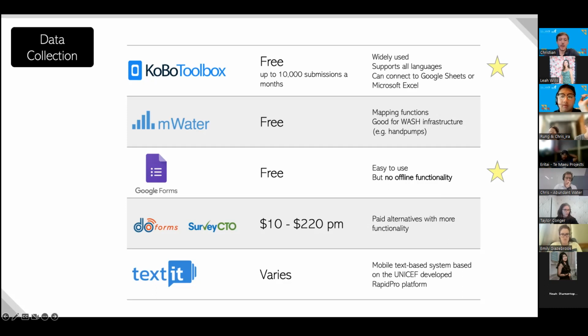MWAT is famous within the WASH sector, and it's particularly good if you're mapping infrastructure like toilets and hand pumps. It's good because it's like a database of where things are and whether they're working. But for your types of programs, it's probably not appropriate.